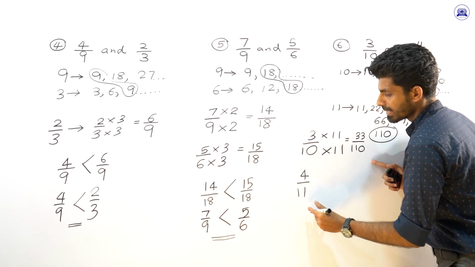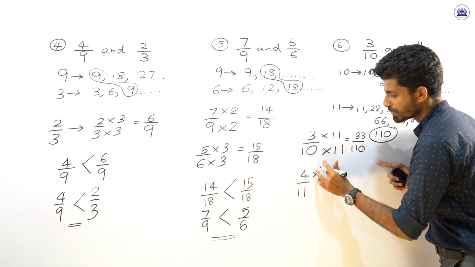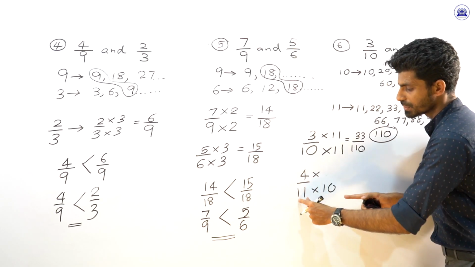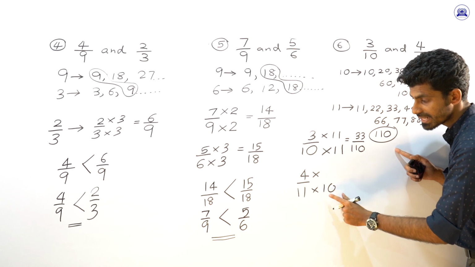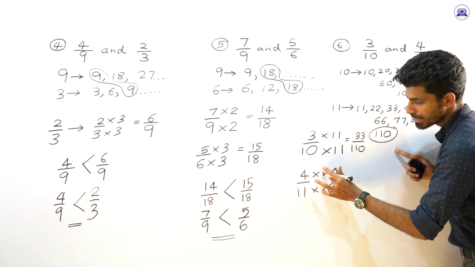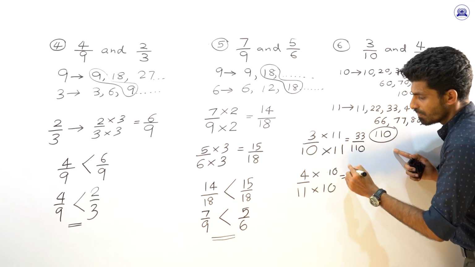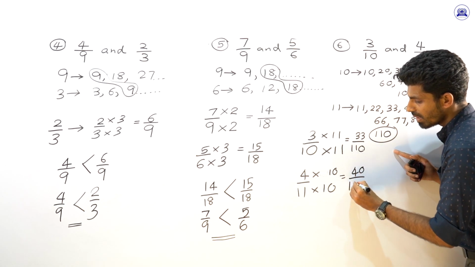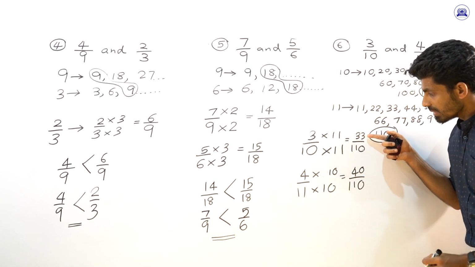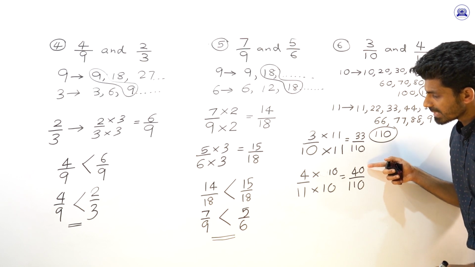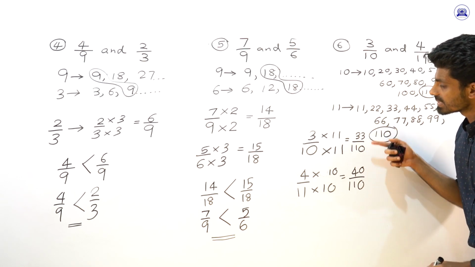4 over 11. You need to multiply by 10 because you need to create 110 for the denominator. Then you need to multiply the numerator also by 10. 40 over 110. Now 33, 40. 33 and 40, which one is the largest fraction?